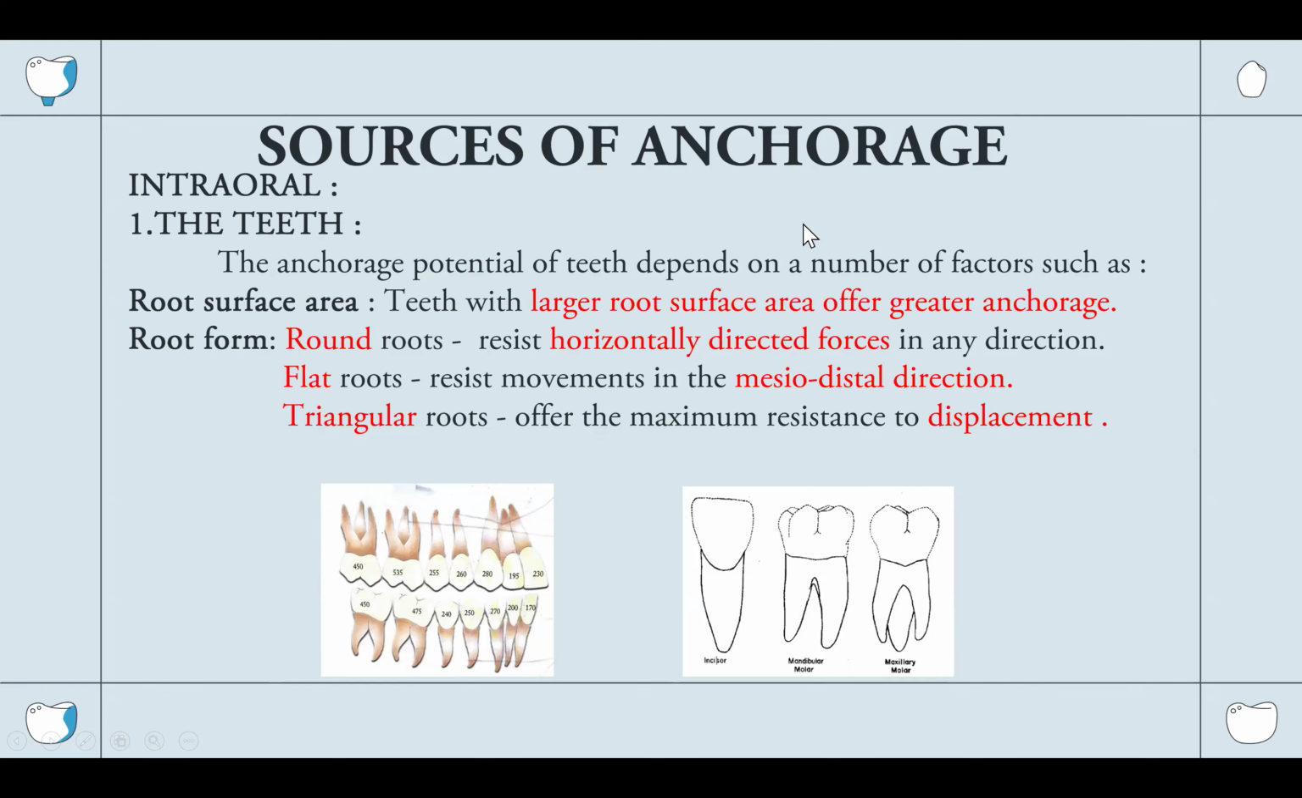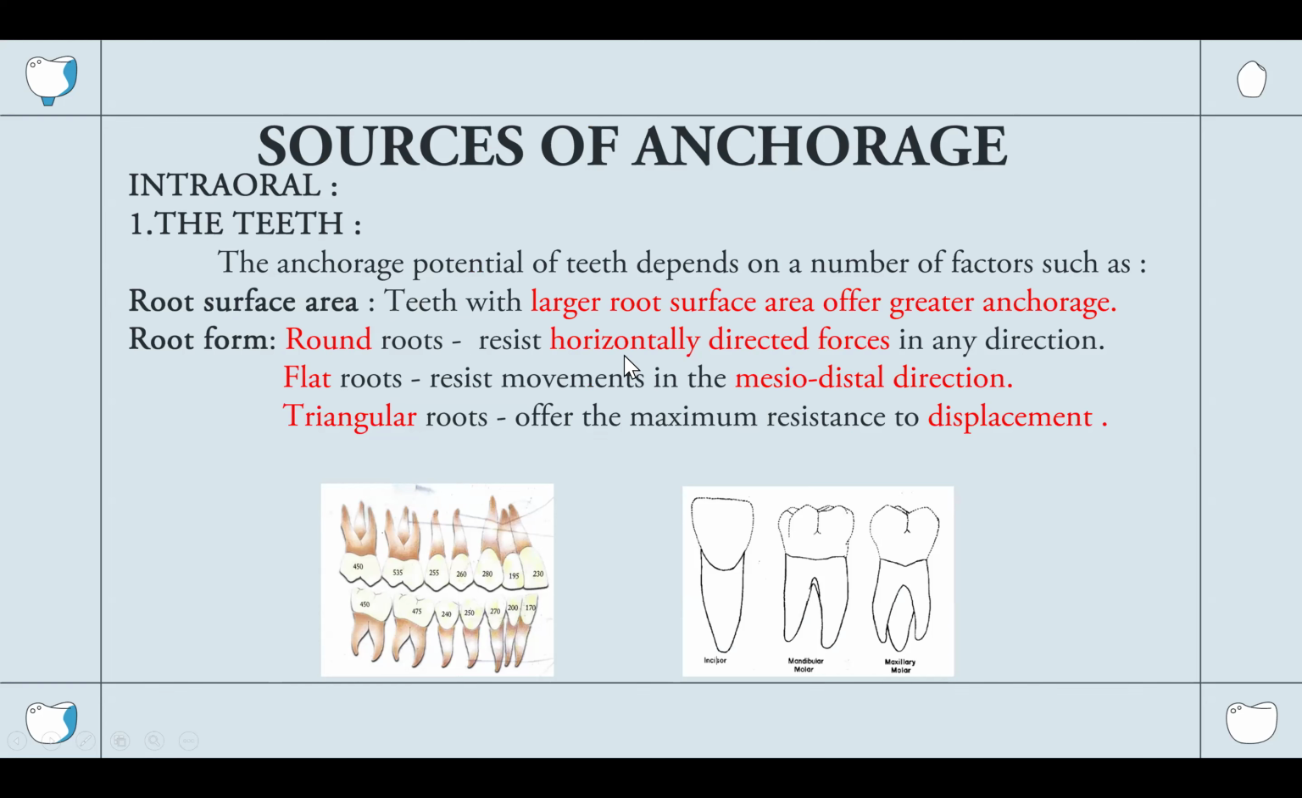Coming on to the sources of anchorage. We have intraoral, that is the teeth. So the anchorage potential of teeth depends on a number of factors such as root surface area, root form. Root surface area plays an important role as teeth with larger root surface area offer greater anchorage. Root form, we have three types: round, flat, triangular.